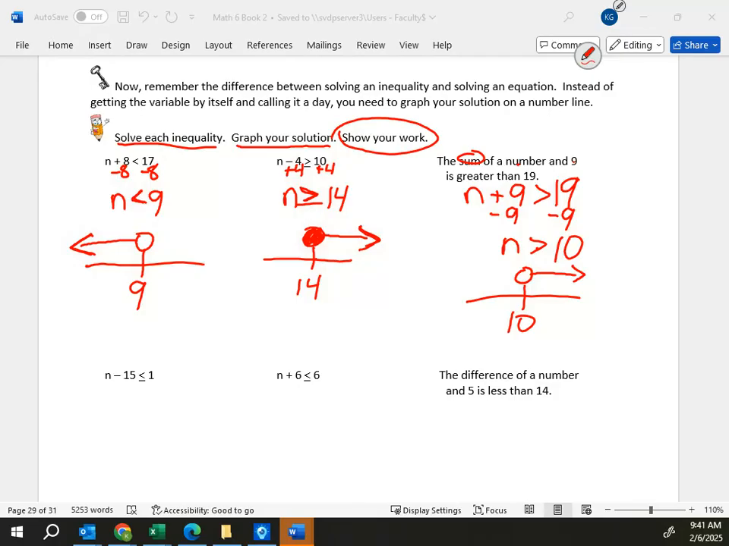You're going to do those last three on your own. And let's turn our page and see what we've got on our next page.